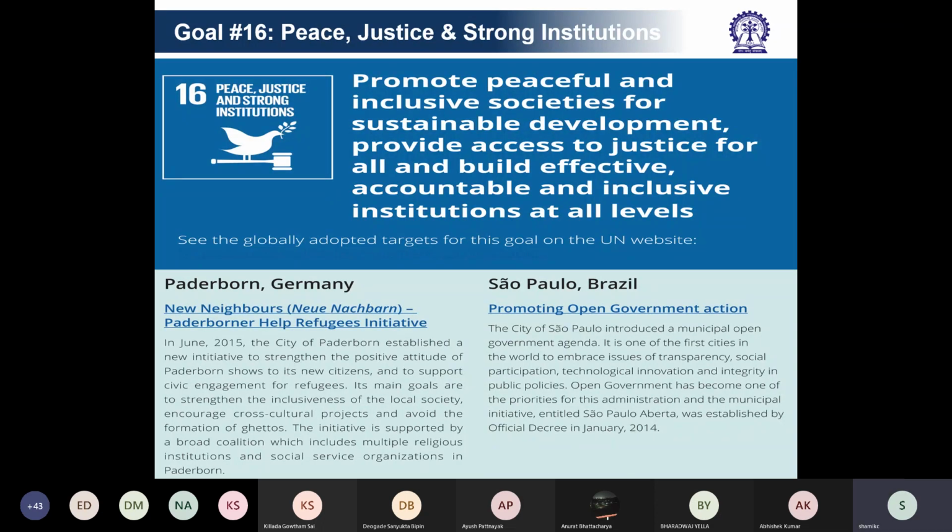Then goal 16 is basically about peace, justice, and strong institutions. A country cannot develop if its people are in conflict. How can people eat and teach and learn and work and raise families without peace? And how can a country have peace without justice, without human rights, and without government based on the rule of law?